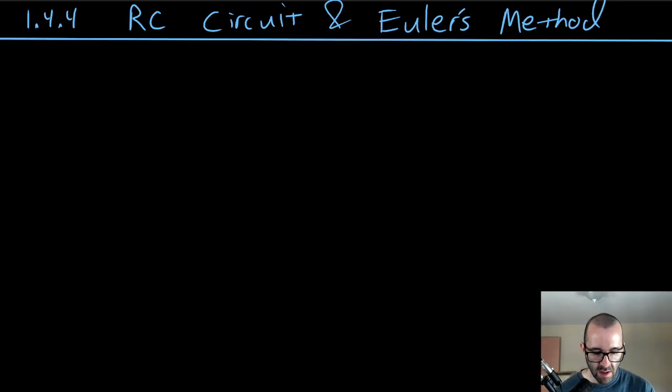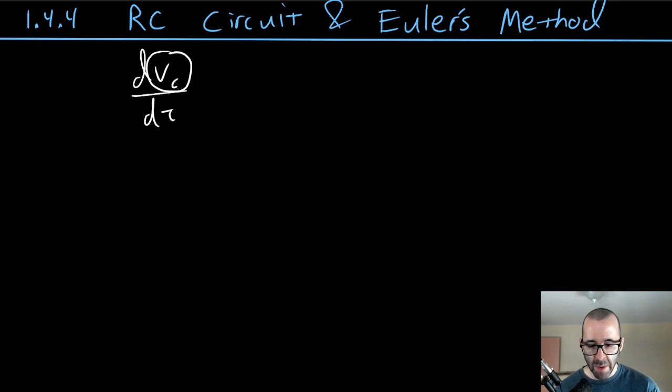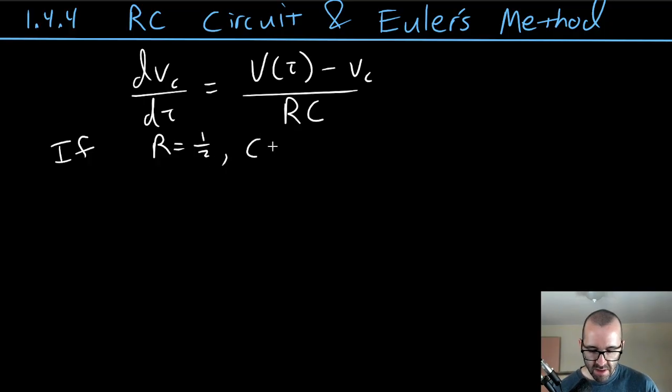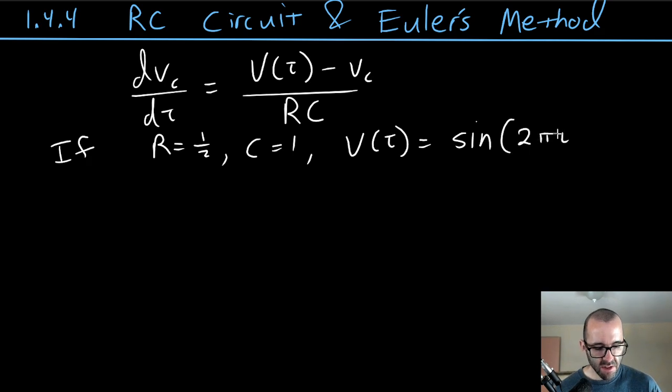So let's go back to that governing equation, dVC/dt. Again, VC is the voltage across the capacitor, and the rate of change is going to be the voltage source minus its current value, all divided by two constants, R and C. And we're going to look at a specific example so that we can actually use an algorithm. R is 1/2, C is 1, and the voltage source is actually going to be periodic. It's going to be sinusoidal.